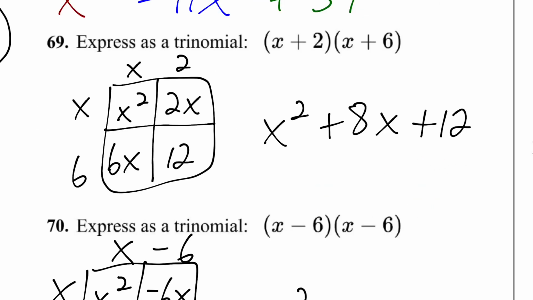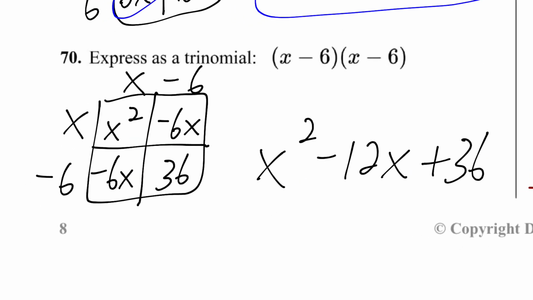69 is classic box method. So we write x and 2 and x and 6. X times x is x squared. X times 2 is 2x. 6 times x is 6x. 6 times 2 is 12. I combine like terms on this diagonal. They give me 8x. Everything else is pretty much as it's written. This is my final answer.